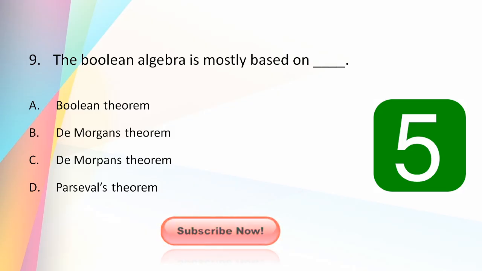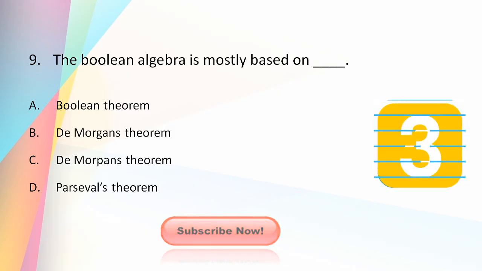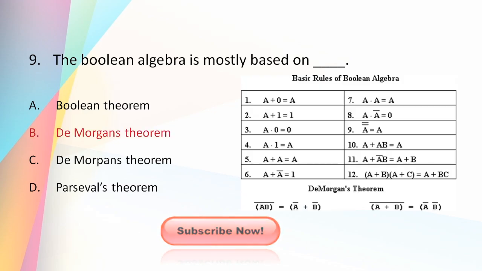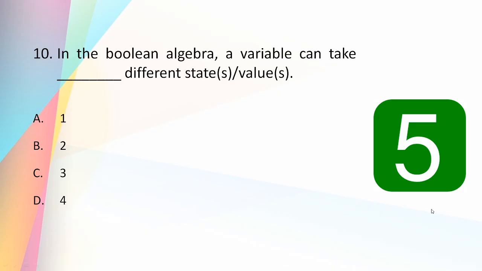Boolean algebra is mostly based on: Boolean theorem, De Morgan's theorem, Parseval's theorem? And the answer is De Morgan's theorem. So basically De Morgan's theorem is the base of Boolean algebra, which states that (AB) whole complement is equal to A complement plus B complement, and (A plus B) whole complement is equal to A complement dot B complement.